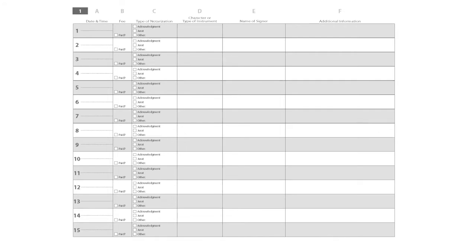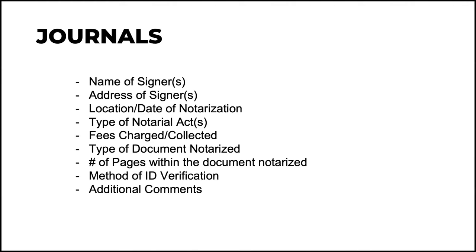Right now, if we go back to the previous slide, some of the requirements for journals, this is not all inclusive. It's all state specific. But most states require the name of the signers, the address, the location and date of the notarization, the type of notarization it was, any fees that were charged or collected, and the type of document that you notarized. Some states even require how many pages within that document were notarized, and what method of ID you used, and then any kind of additional comments. Some states even require thumbprints. So again, very state specific.